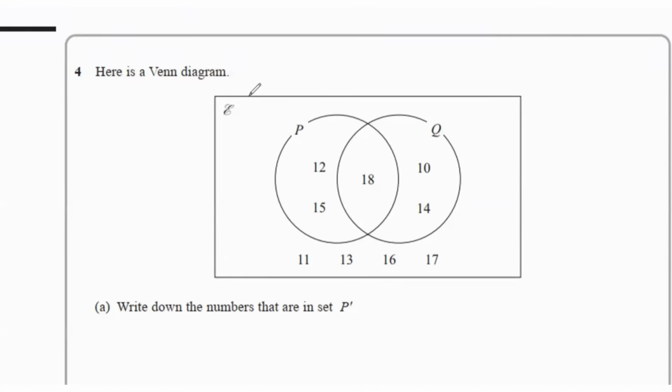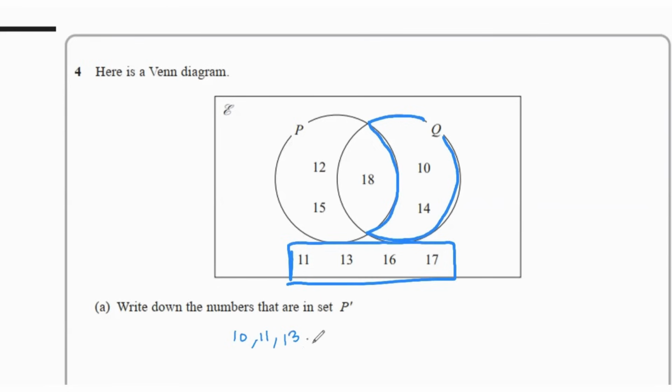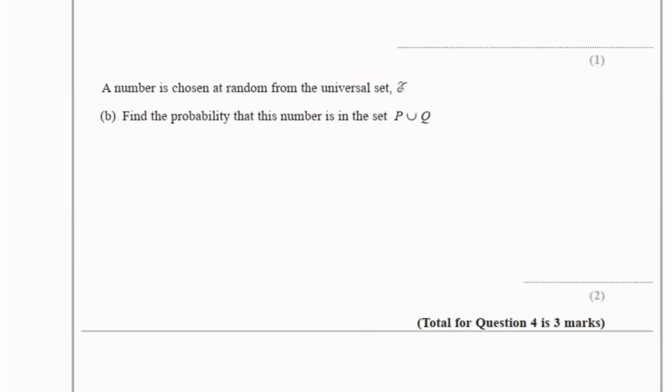Question 4 says, here is a Venn diagram. Write down the numbers that are in set P complement. So P complement is basically everything that is not in P. So this and this. So the numbers that are not in P are 10, 11, 13, 14, 16, and 17. These are your numbers. Then it says the numbers chosen at random from the universal set.